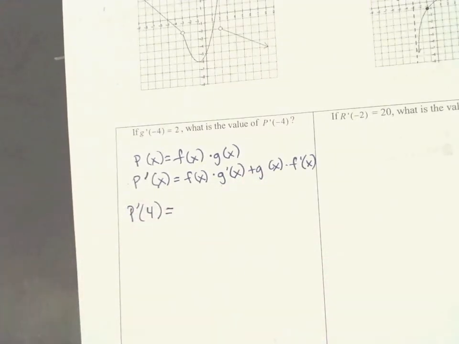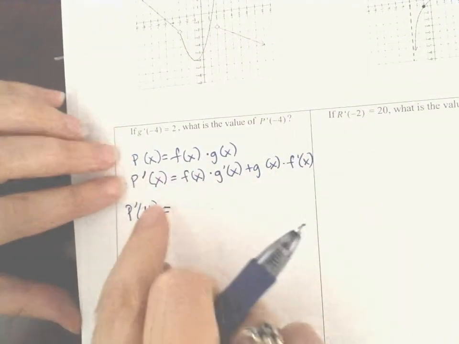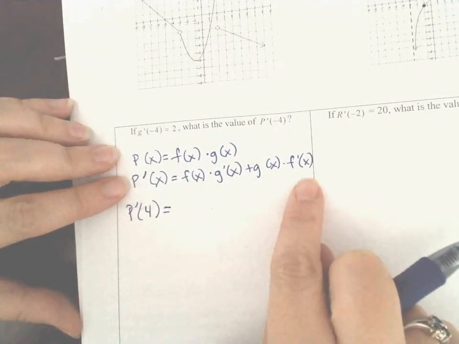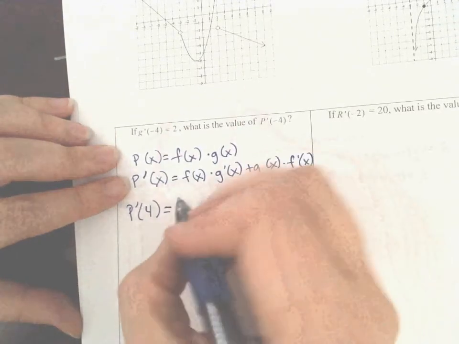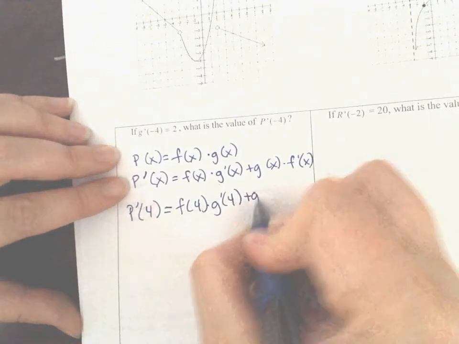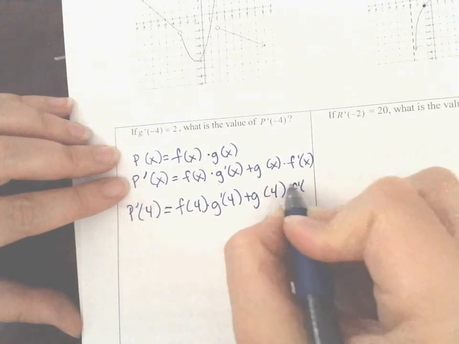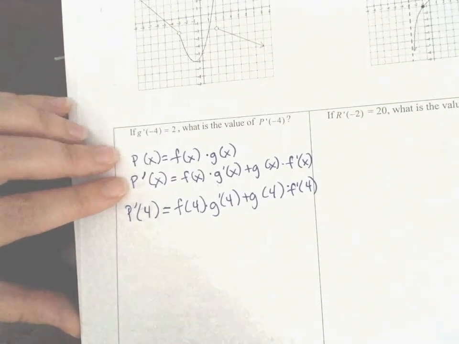And then p prime of negative 4, what do you think we're going to do? Find those numbers in the graphs and put them in. Good job. Okay, so we're looking again for p prime of negative 4. So I started with regular p of x. I took the derivative in function notation. Now everywhere there's an x, I'm going to plug in a negative 4. F of negative 4 times g prime of negative 4 plus g of negative 4 times f prime of negative 4.